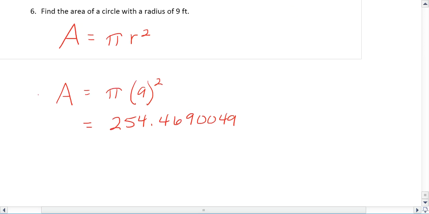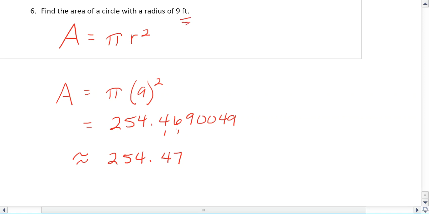But now we can just use our approximately equal to sign. We're acknowledging that we are rounding off. And perhaps I could have put in the directions here to round to the nearest hundredth. So here's the tenth, here's the hundredth. So rounding off correctly would be 254.47.